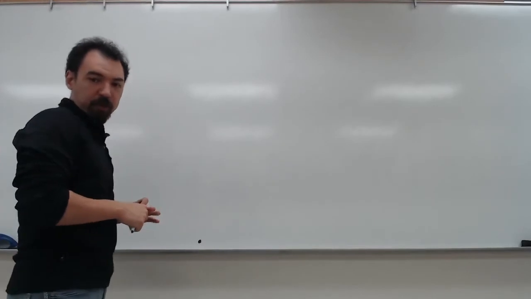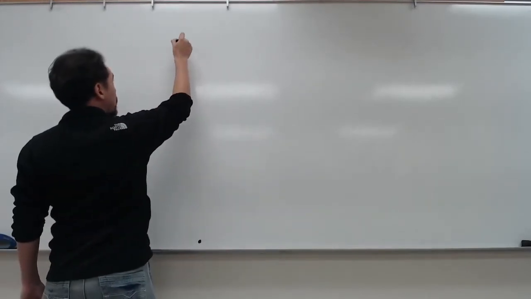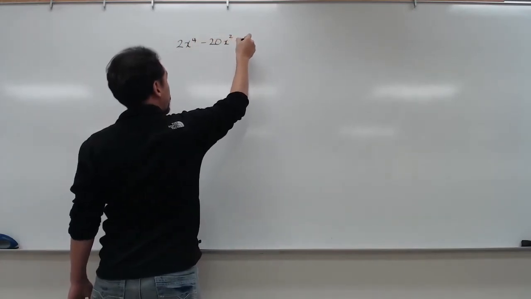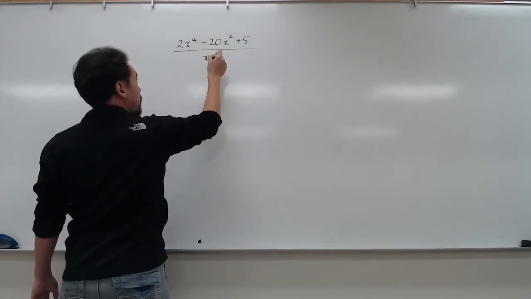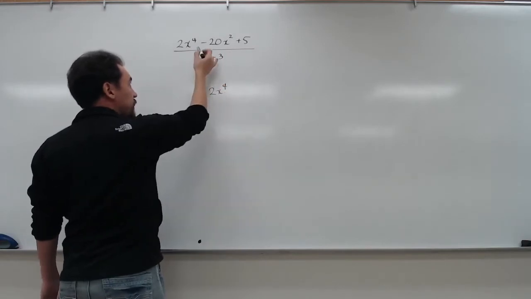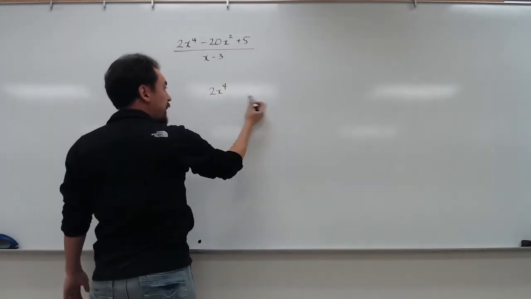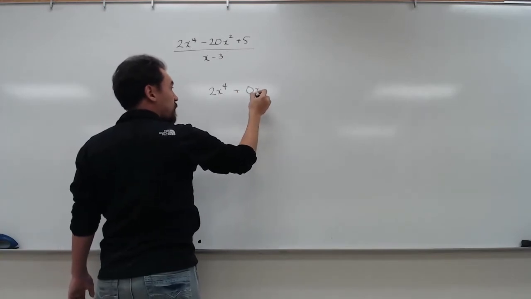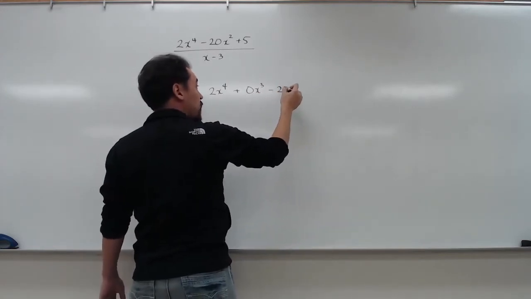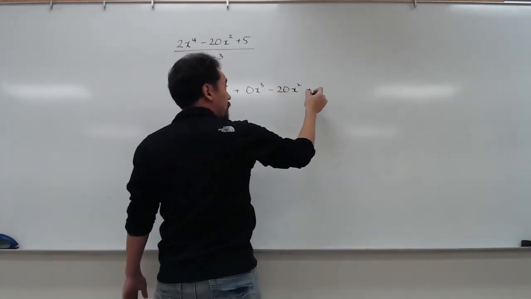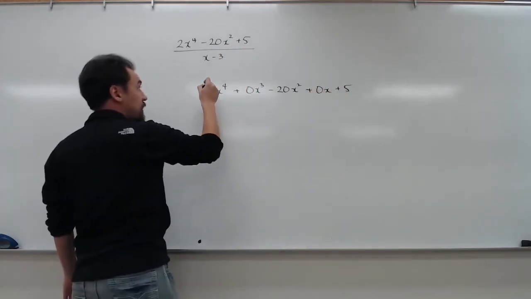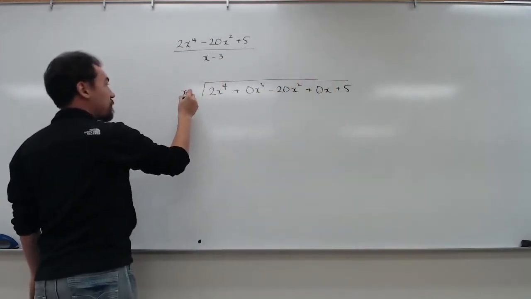Let's do another example with a what if involved. So we want to divide 2x to the 4th minus 20x squared plus 5 by x minus 3. So I'm going to set up my long division, put the 2x to the 4th down, and then I realize there's no x cubed term. So I can leave a blank, or a lot of people prefer to write 0x cubed to remind themselves that there's no x cubed term. If you forget to do that, we're going to have a bit of a bad time. There's no x term, so I'll put down a 0x, and then a plus 5 at the end. And this shall be divided by x minus 3.